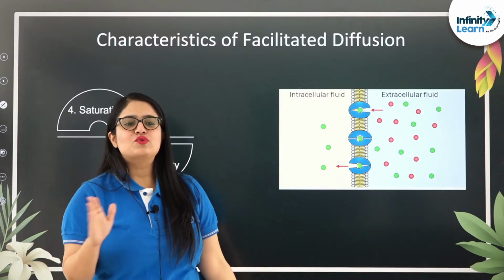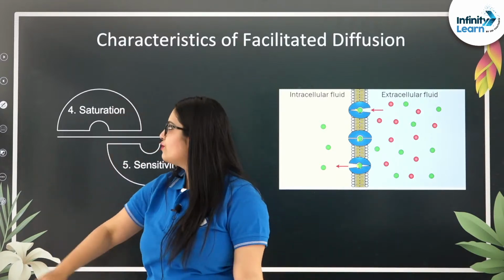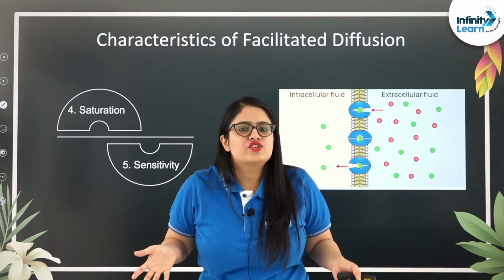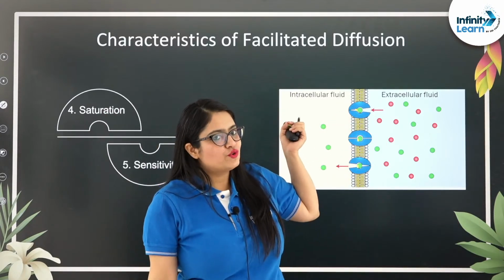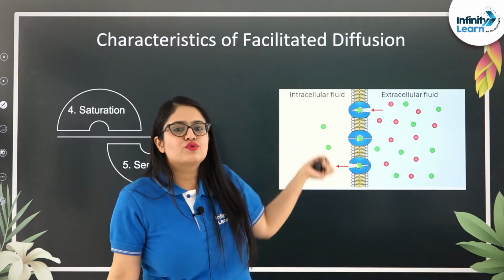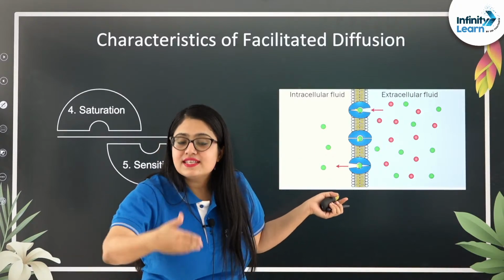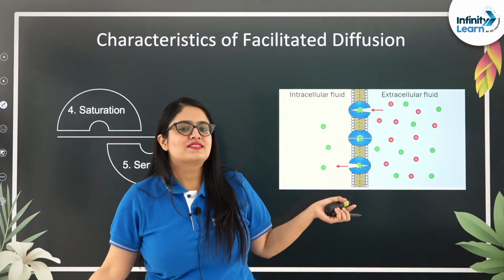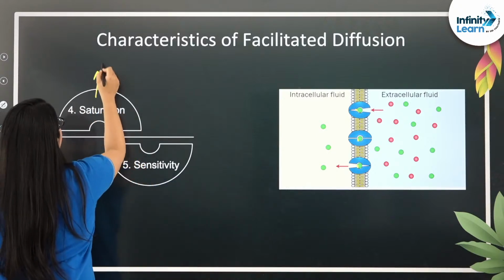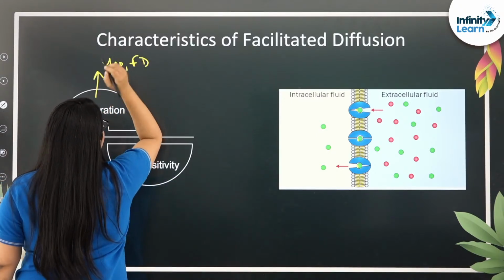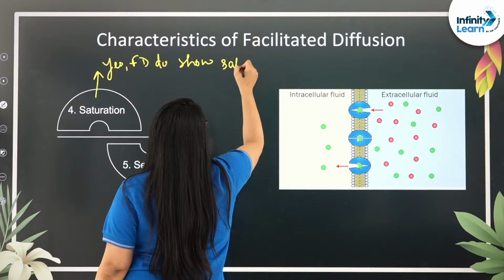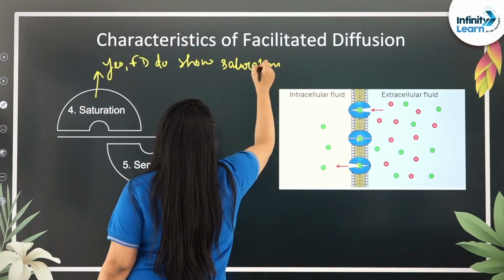So I really hope students, now this word should be clear to all of you, that first of all, what is saturation effect, and second, how saturation effect comes during facilitated diffusion, and who is the one who is going to show this saturation effect. It is the plasma membrane proteins, the carrier proteins that are facilitating the facilitated diffusion of substances. They are going to show the saturation effect, right? So yes, facilitated diffusion, FD, do show saturation effect.